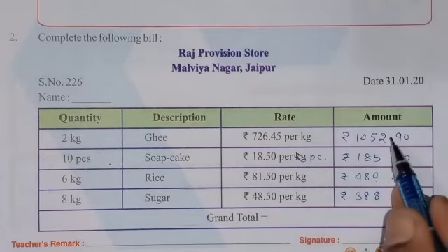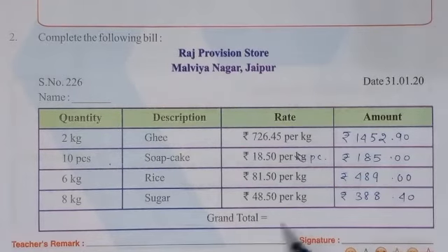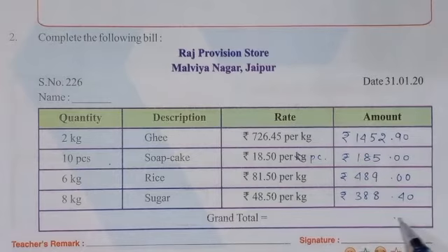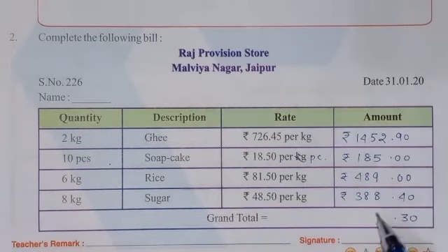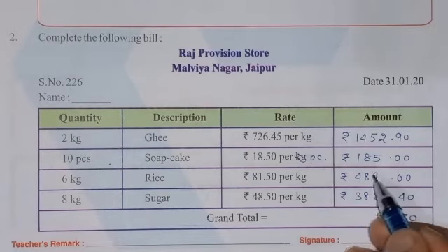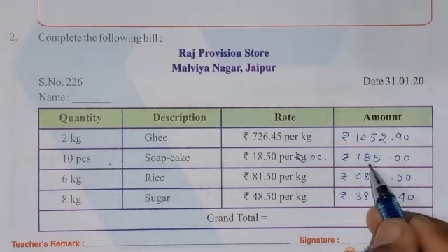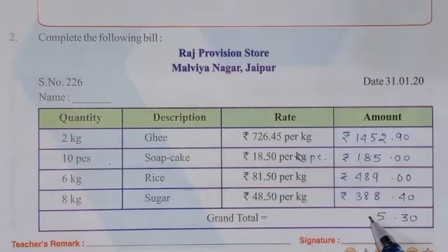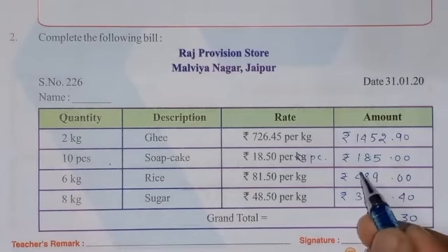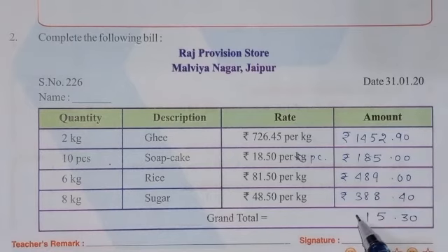Now we have to add these numbers to get the grand total. So here will be 2515 rupees and 30 paise. Okay students, your worksheet 42 is completed.